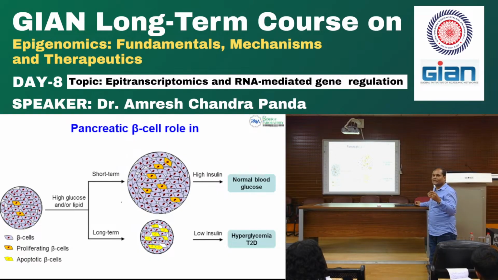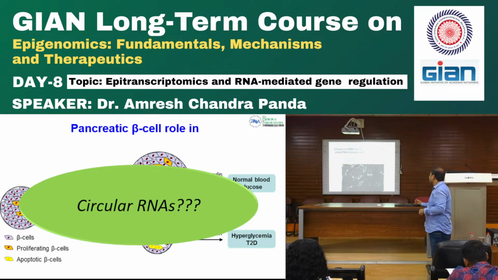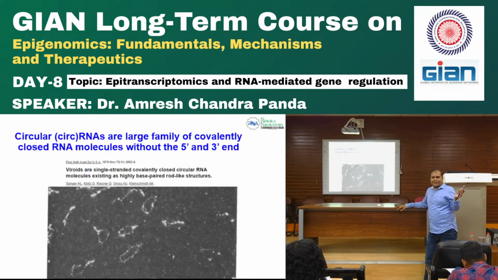And my lab is looking at what happens when you treat the cells with glucose in terms of changes happening in the long non-coding RNA, specifically circular RNA, how it is getting regulated, and how this circular RNA regulates the gene expression in beta cells that is important for beta cell growth. Okay, and you all don't know about circular RNA, right?